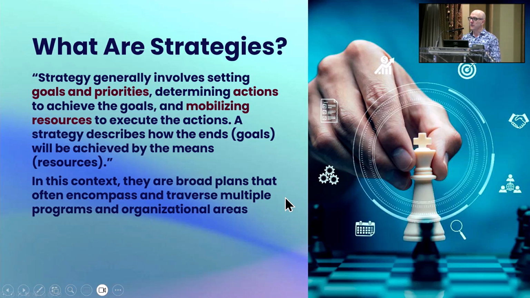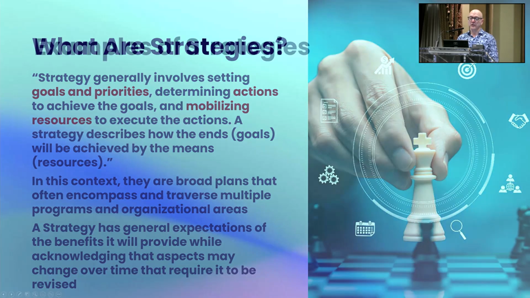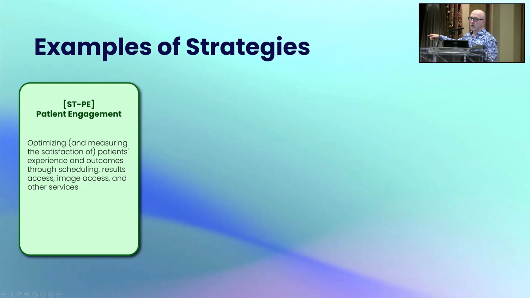So you may have a strategy, for example, for enterprise imaging, and under that, you may have dozens of projects to implement in various ancillary departments, and that would be in the programs. But this has a general expectation of the benefits that it will apply. So I'll give you some examples here. As I go through this, you see these little blocks. Each one of these blocks is a chapter in the framework. I've got codes, and I'll give you more detail on this, so you can see everything is coded. It starts with ST, which means it's a strategy, and this one is about patient engagement.